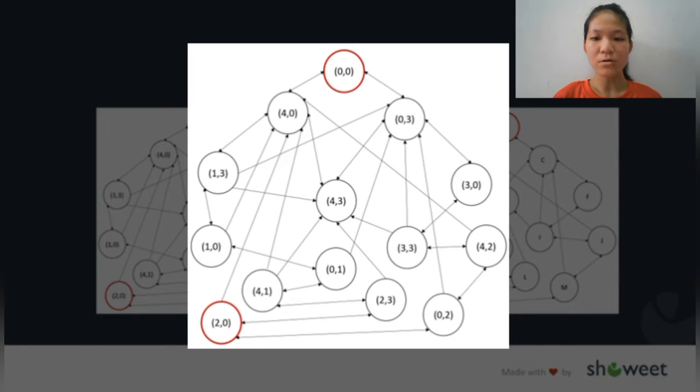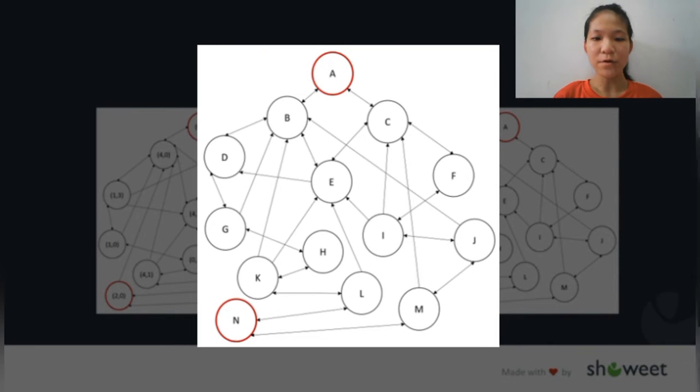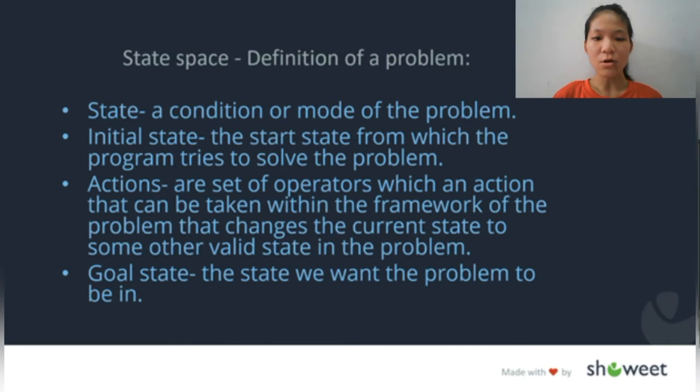The two-way arrow represents that the water can either be poured out or filled into the bucket with a suitable number of gallons of water. The one-way arrow means that there is only one way to pour out or fill in the water. Then all the steps will be transformed into alphabet labels for breadth first search and depth first search. State is the condition or mode of the problem. Initial state is the starting state from which the program tries to solve the problem.